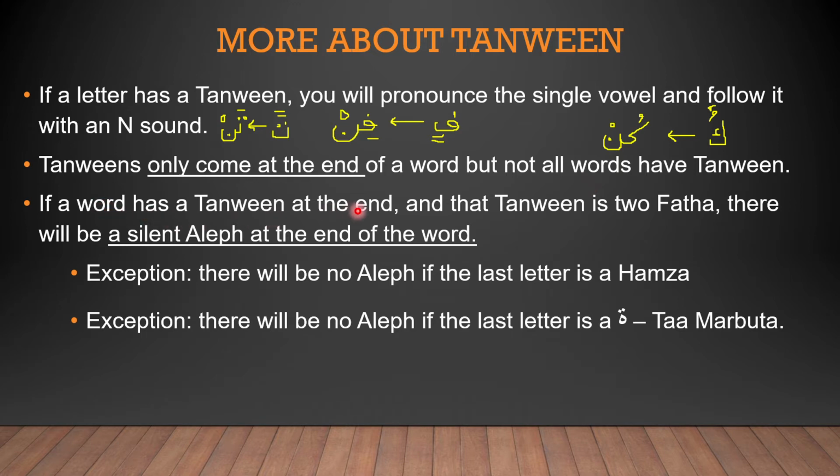If a word has tanween at the end, and that tanween is a fathatain, then there will be a silent alif at the end of the word. This alif will not be pronounced, but it will just be there. For example, if I write kitaban, there is a kaf and then there is a ta and a ba. Now can you see that? First let me put all the signs.